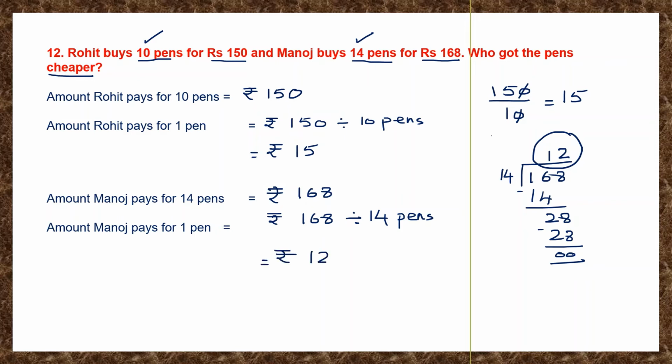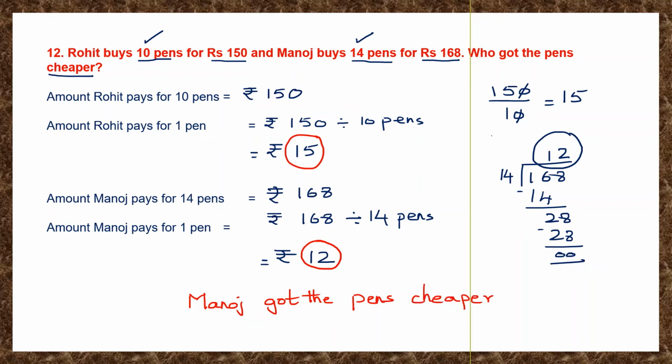So as you can see, Rohit spent 15 rupees and Manoj spent 12 rupees. So who's the one who got the pens cheaper? Manoj is the one who got the pens cheaper. So our answer is Manoj got the pens cheaper because for each pen he paid only 12 rupees. So he got the pens cheaper, whereas Rohit paid 15 rupees for each pen.